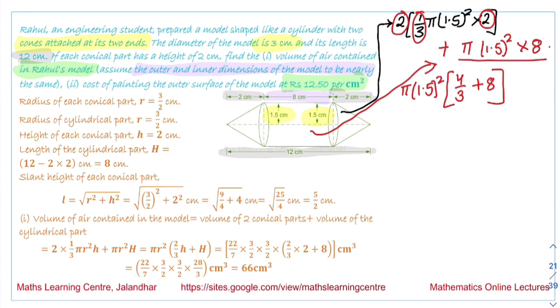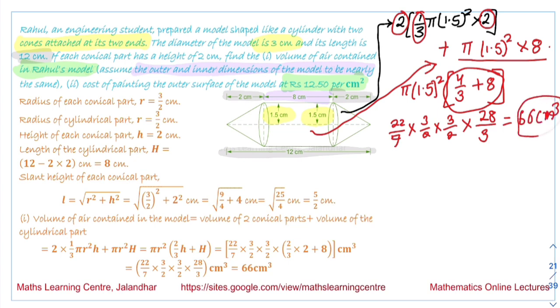So this is the volume of this complete figure or model, and this is the amount of the air that is contained in it. So on solving this we will get 22 by 7 into 3 by 2 into 3 by 2 into this value comes out to be 28 by 3, and on solving this the answer we will get is equal to 66 centimeter cube. So this is the amount of the air in the model.